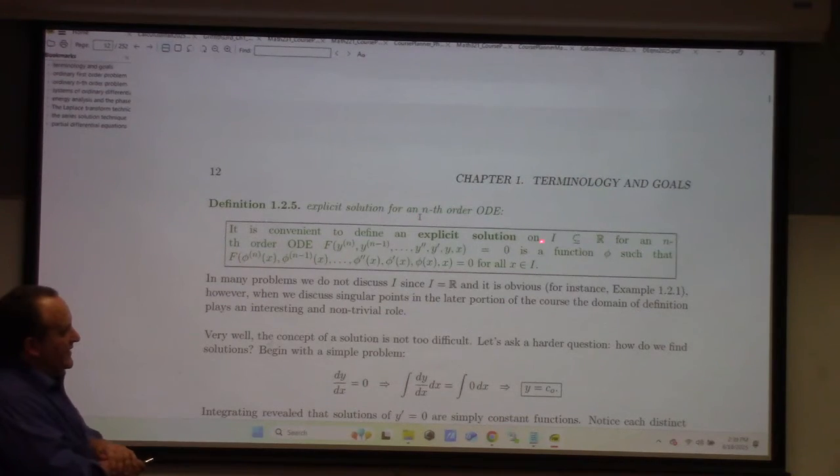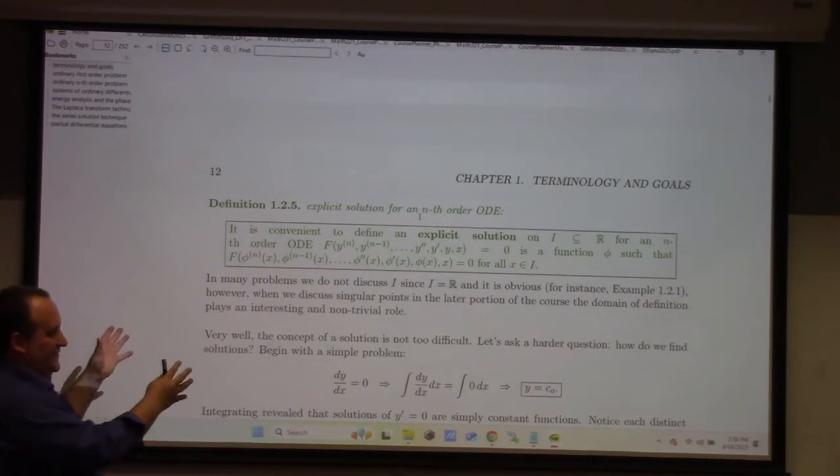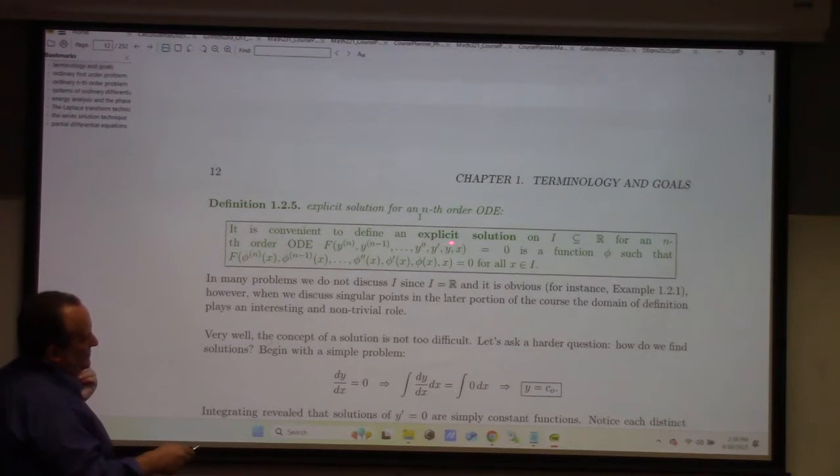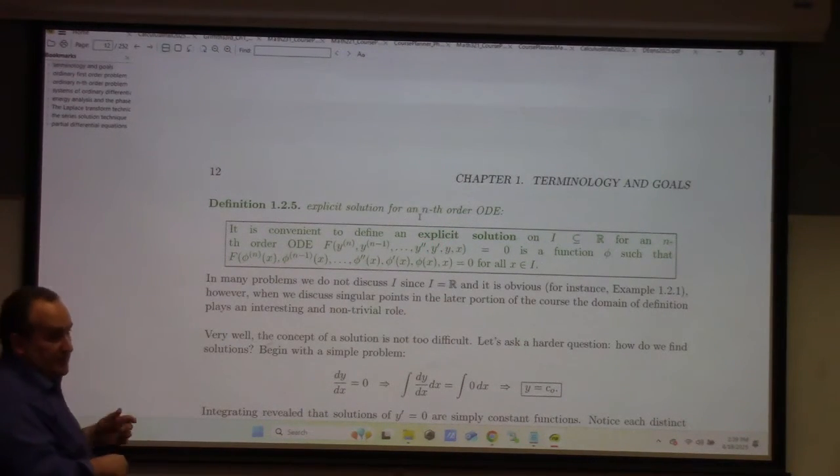So an explicit solution on an interval for an nth order ODE, here's the nth order ODE. We're using this big function f to compactly describe it. What that means is if we replace the dependent variable and its derivatives with the actual derivatives of the alleged solution, phi, like the nth derivative, n minus 1th derivative, and so forth, it equals 0. Again, this is just a precise and explicit, forgive the pun, concrete definition to make clear what we mean by explicit solution, all right?